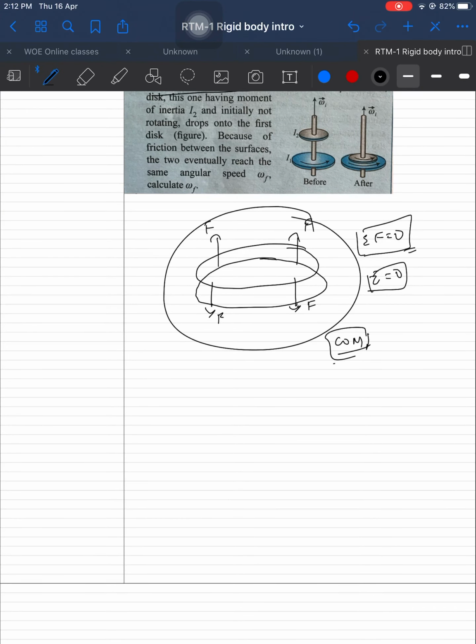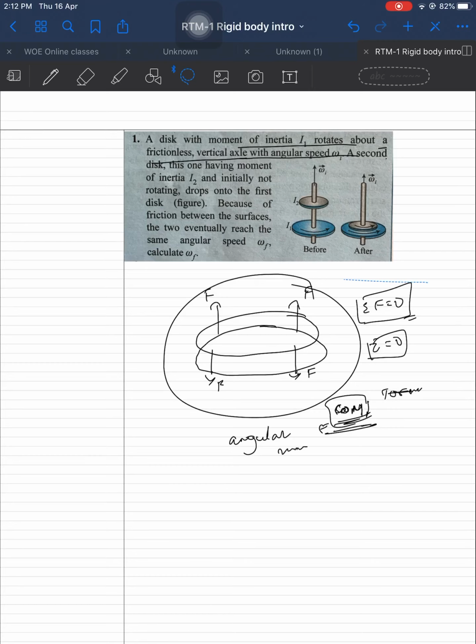Don't forget, conserve net torque or angular momentum only about the center of mass, don't do it about any other point. I am erasing this.